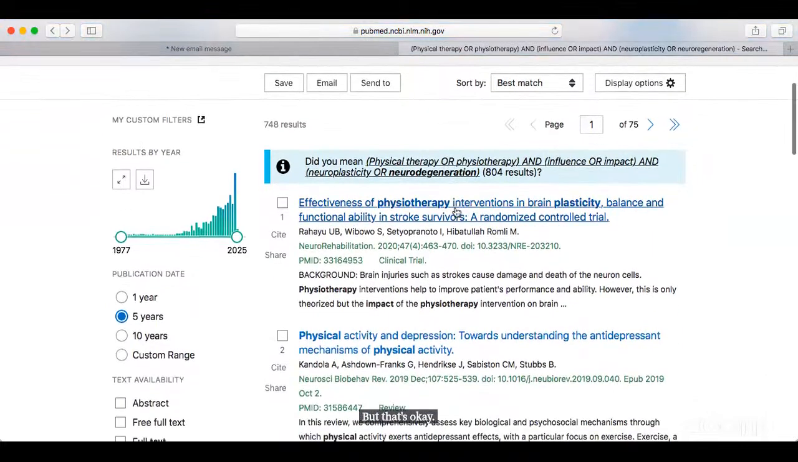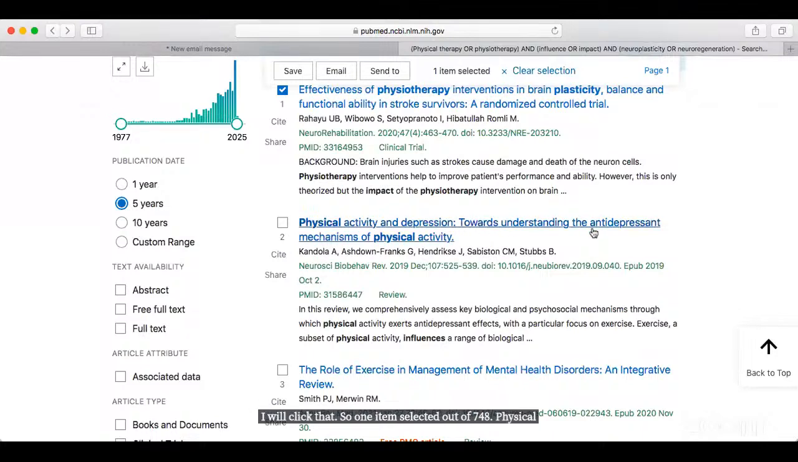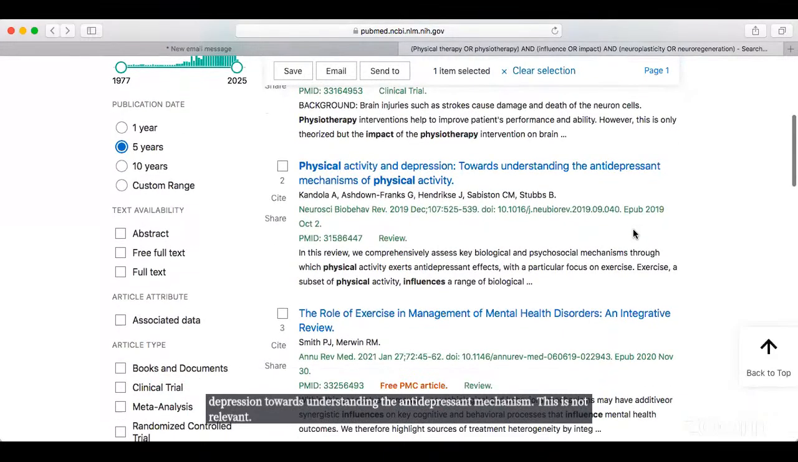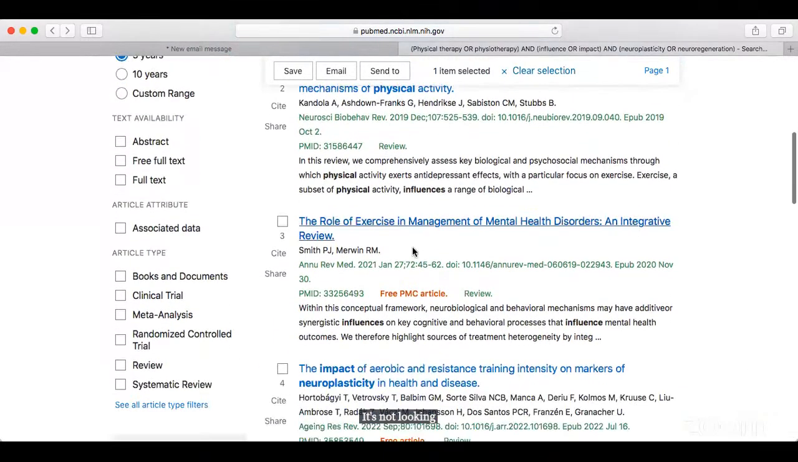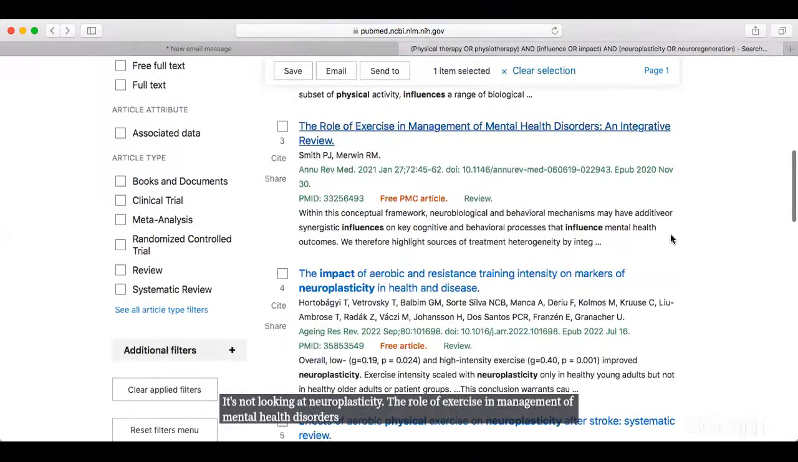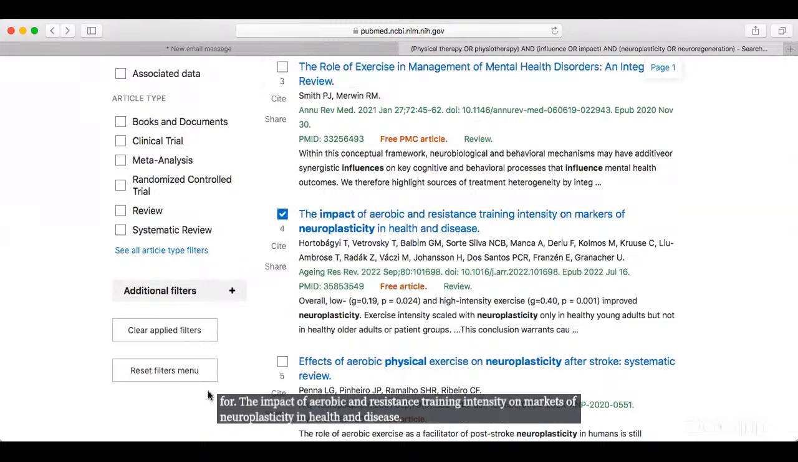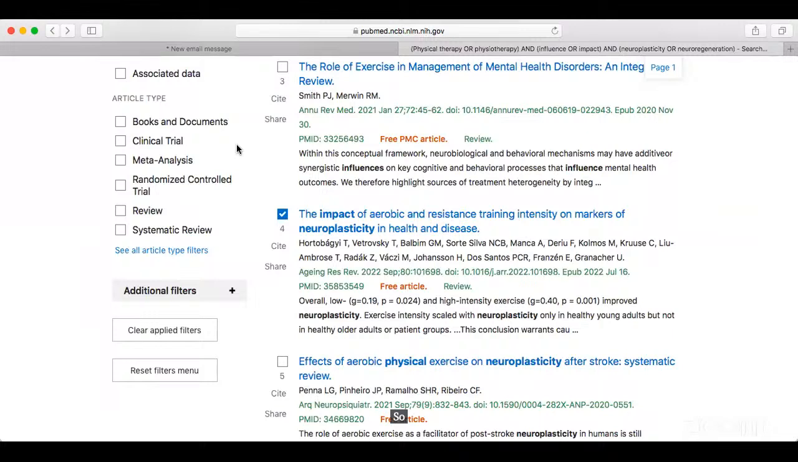So now, this is relevant. I will click that. So one item selected out of 748. Physical activity and depression towards understanding the antidepressant mechanism. This is not relevant. It's not looking at neuroplasticity. The role of exercise in management of mental health disorders, an integrative review. This is not what we are looking for. The impact of aerobic and resistance training intensity on markers of neuroplasticity in health and disease. I think this looks relevant. So I'm going to highlight that.